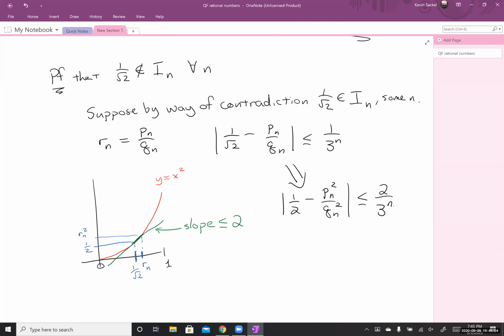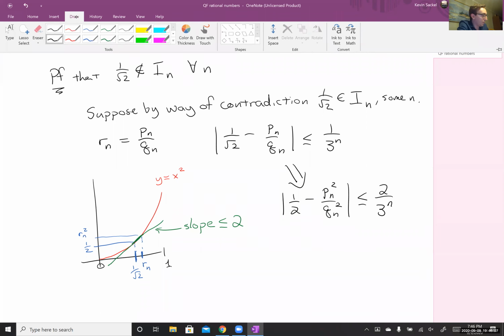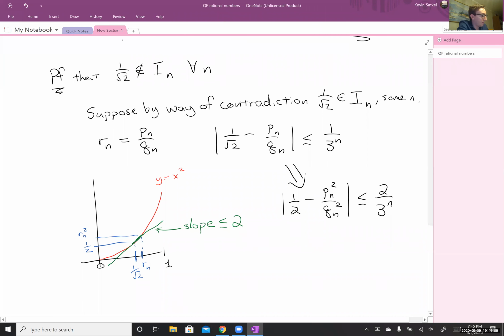So now, shouldn't this slope be greater than or equal to 2 rather than less than or equal to 2? No, so it's less than or equal to 2 because the largest slope that you can possibly have comes from the tangent line at x equals 1. And here, y prime is equal to 2. Great, good question. Thank you.